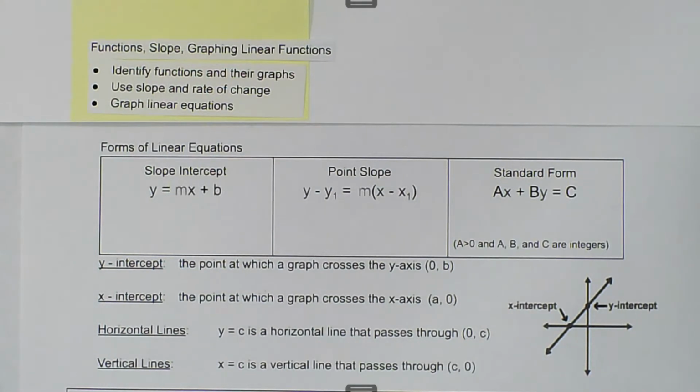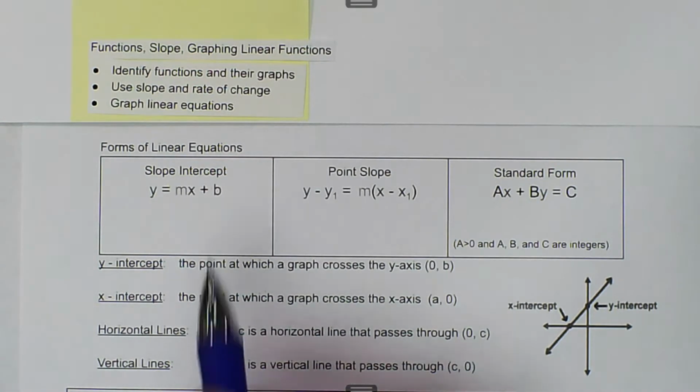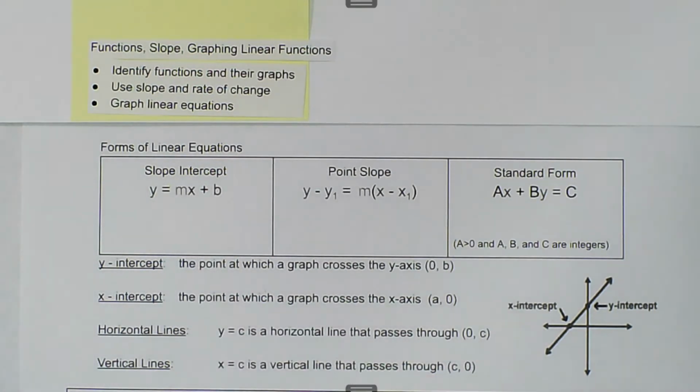Functions, slope, graphing linear functions, and graphing linear equations. In order for us to be able to graph linear equations, we have to be able to understand different versions of linear equations. So this first one here is slope-intercept form. This is the most common way that we see it.